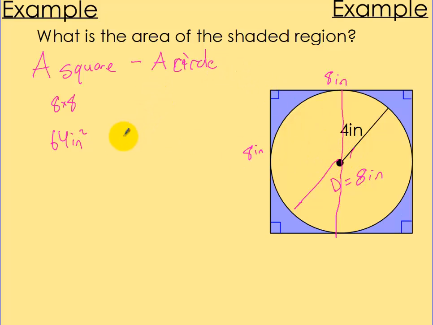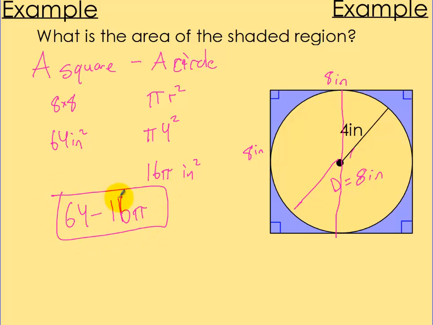Now, area of the circle. Area of a circle is going to be pi r squared. The formula is pi r squared, and the r is 4, so it'll be pi times 4 squared, which is going to be 16 pi. So that's 16 pi inches squared. So your total area is going to be 64 minus 16 pi. What is that? I don't have a calculator on me, but it's that in inches squared. All right, that's it.